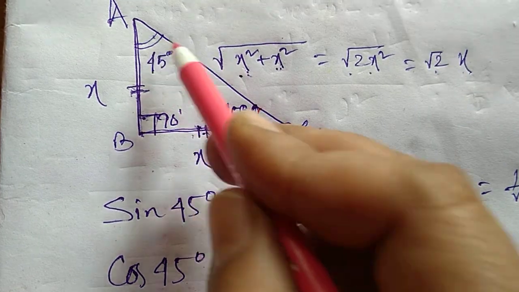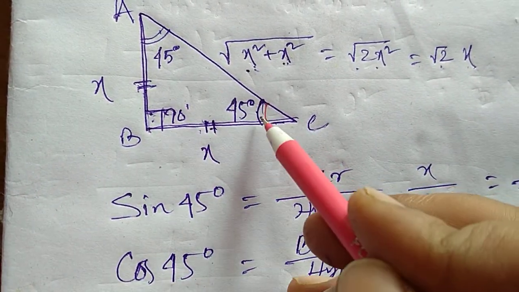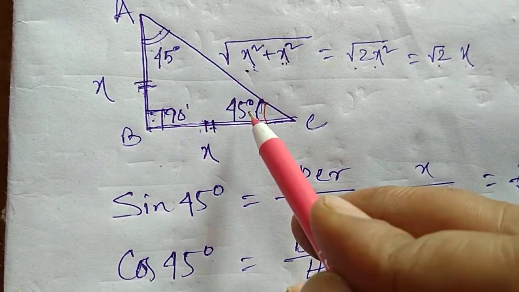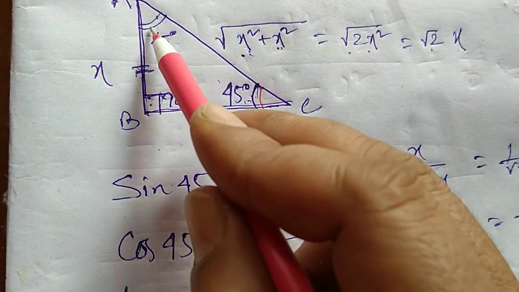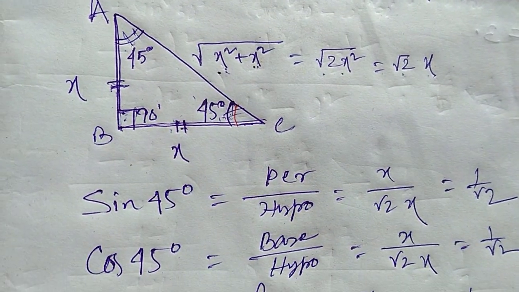That means this angle equals to this angle. And again, this angle is 90. Therefore, measure of other two angles will be 45 because these two angles are equal. So measure of these two angles will be equal.